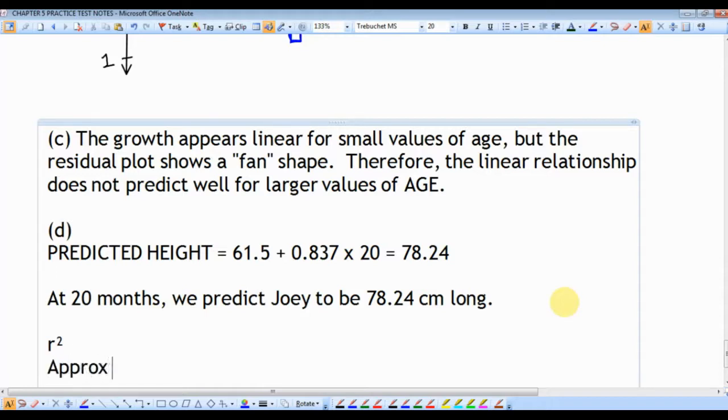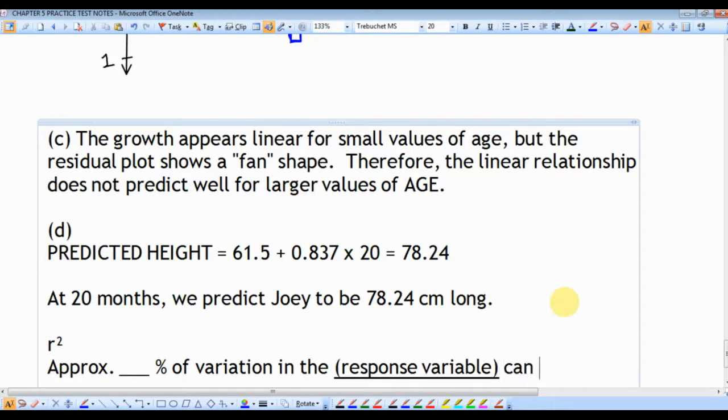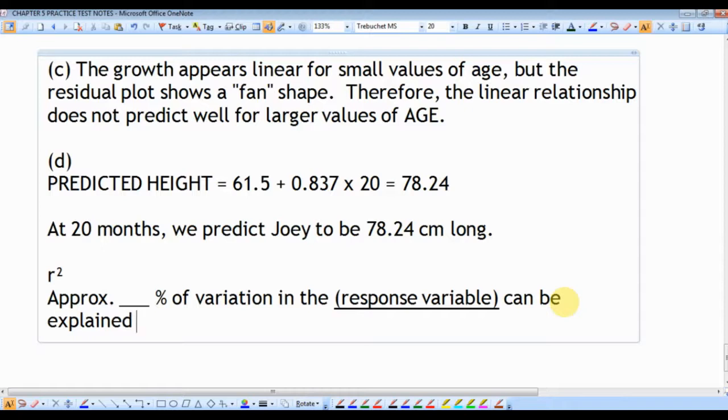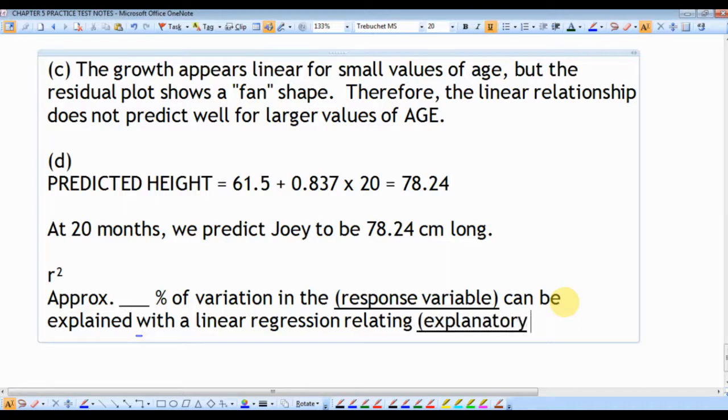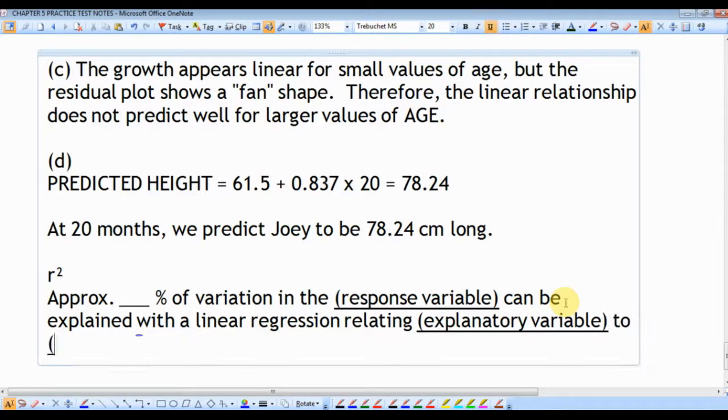Okay. So approximately blank percent of variation in the response variable can be explained with a linear regression relating explanatory variable to response variable.